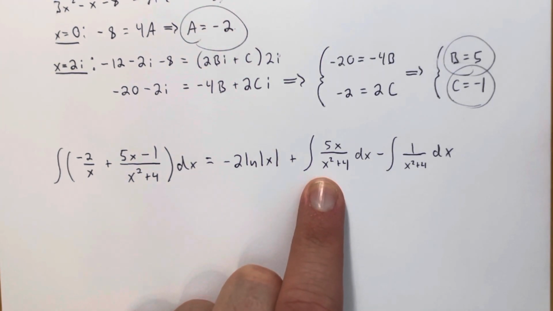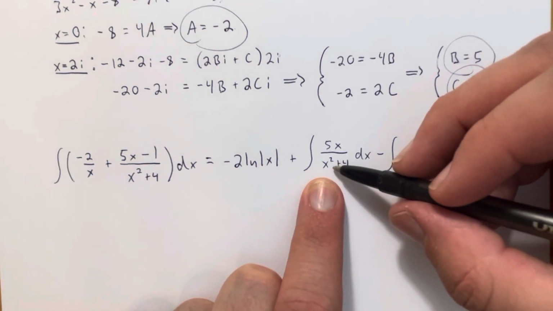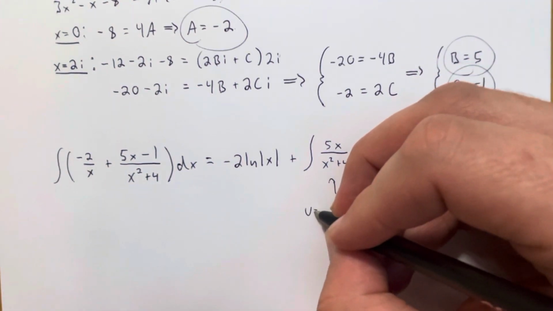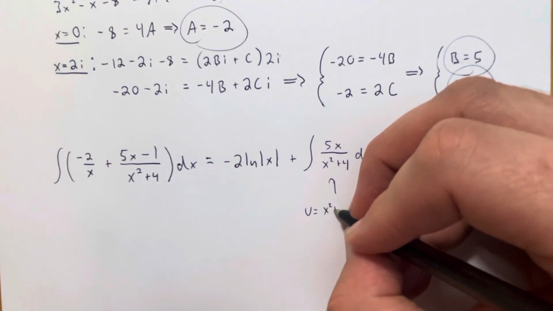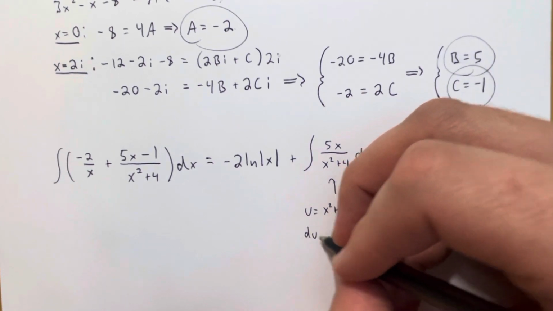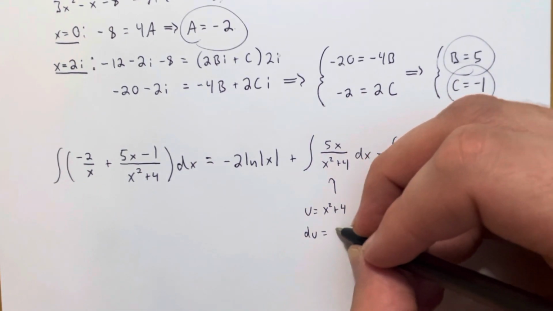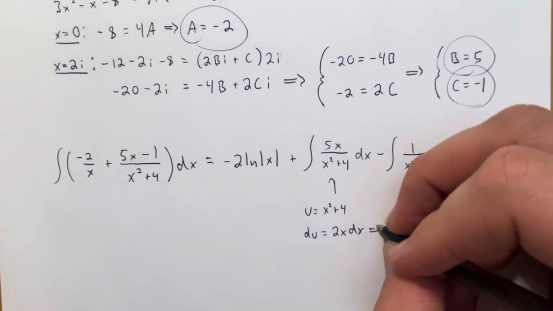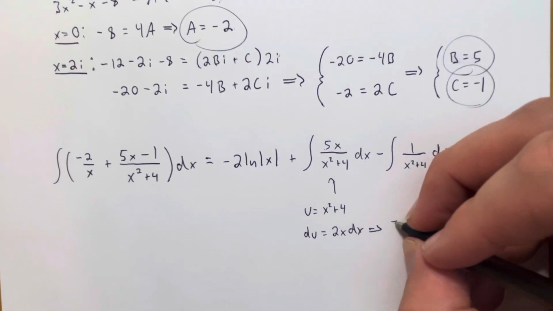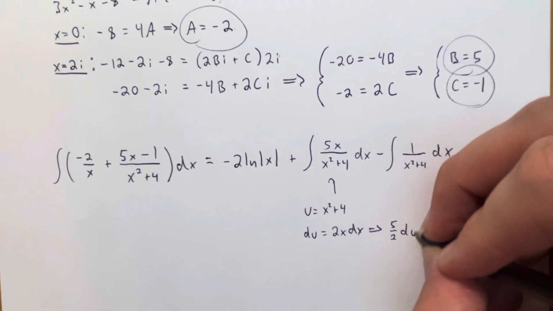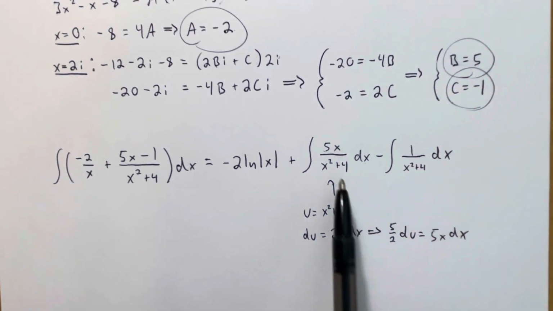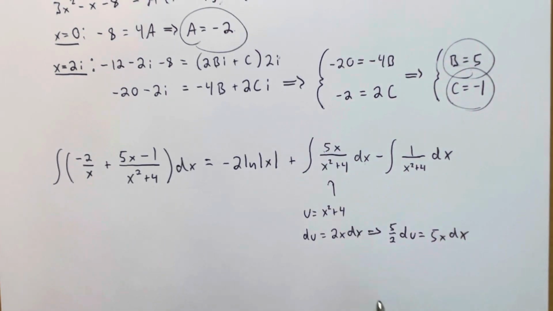Now, this can be solved with a u substitution. I can set u equal to x squared plus 4. So let's do that. u equals x squared plus 4, which means du is going to equal 2x dx. I have a 5x dx, not a 2x dx, but if I multiply both sides of this by 5/2, then that's going to become 5x dx. So that's a substitution I can make for that 5x dx right there.